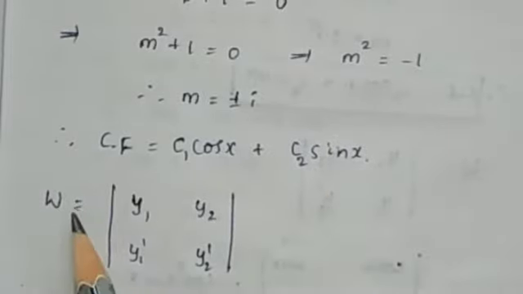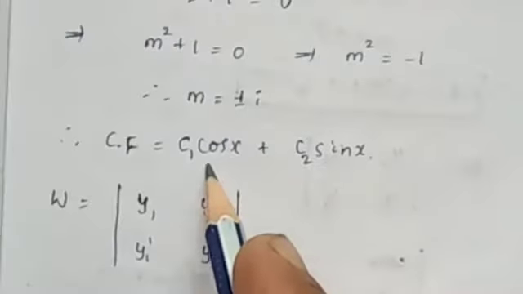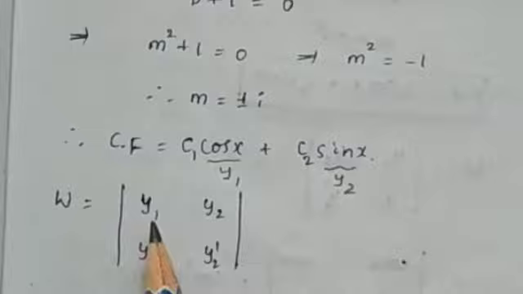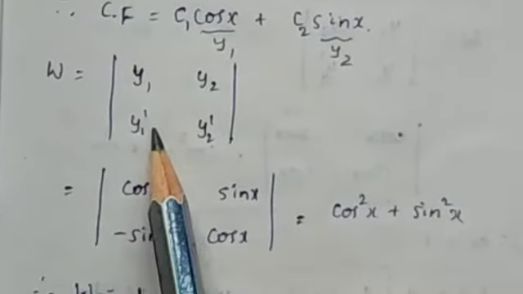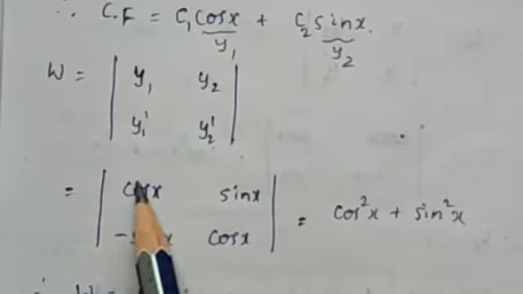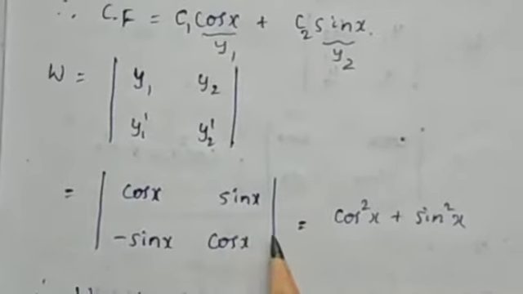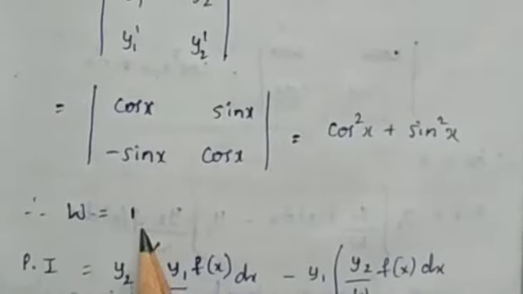Then we find the Wronskian of y1 and y2. y1 value is cos x. This is y1. Sin x is y2. So y1 is cos x, y2 is sin x, y1 dash is minus sin x. Cos x differentiation is minus sin x, sin x differentiation is cos x. After solving this, you get W equal to 1.